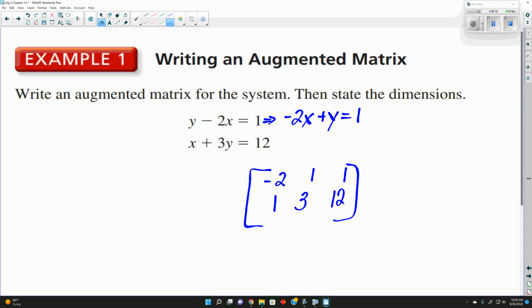Almost. Well, because the directions say write an augmented matrix for the system, then state the dimensions. Rows by columns. So how many rows do we have? Now we finished. Questions on this here?